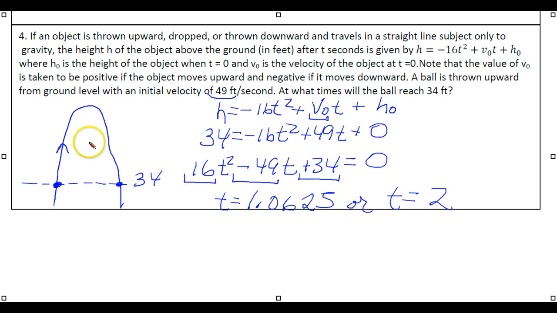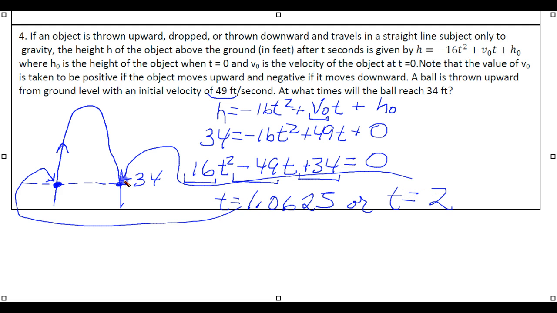So as it's going up, this is our first T value, time, and then it's very quick, it's going to come down, and then this is our second T value, and this is how I set it up and got my answers.